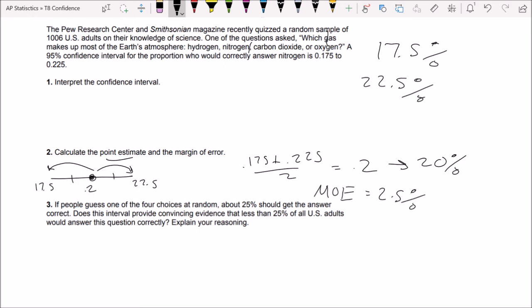However, we want to answer as a proportion. So we're going to say 0.025. So that's the point estimate right there. The point estimate, and specifically it's a p-hat value. And then the margin of error is just how far to the right and left did they go to make those intervals. Now, question 3.